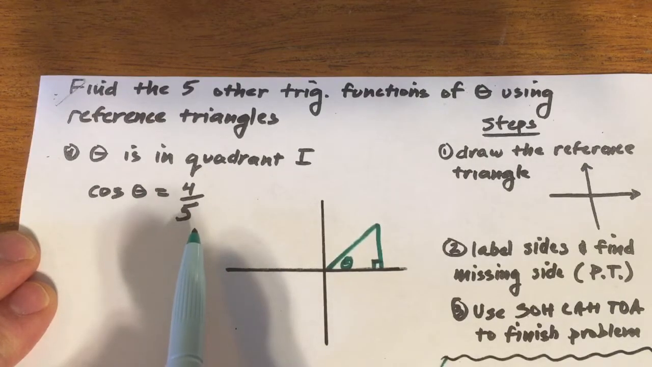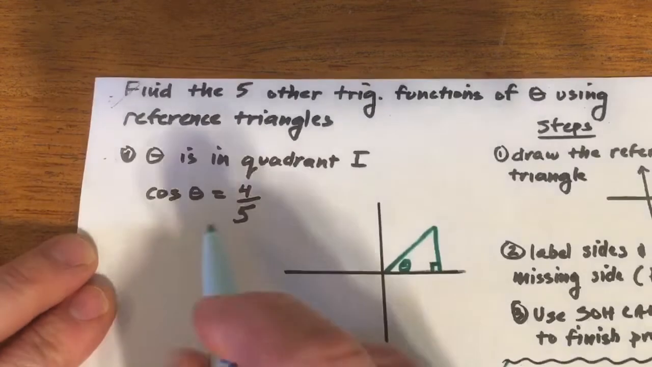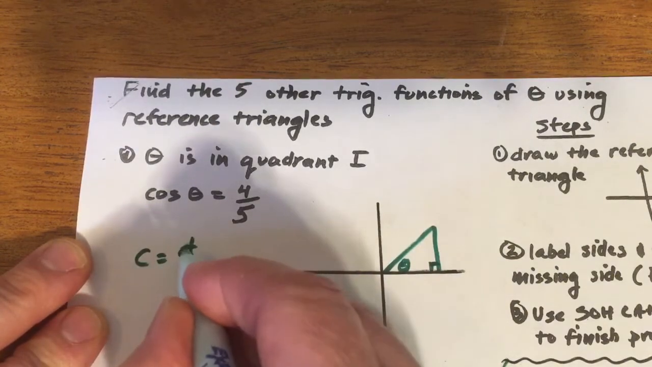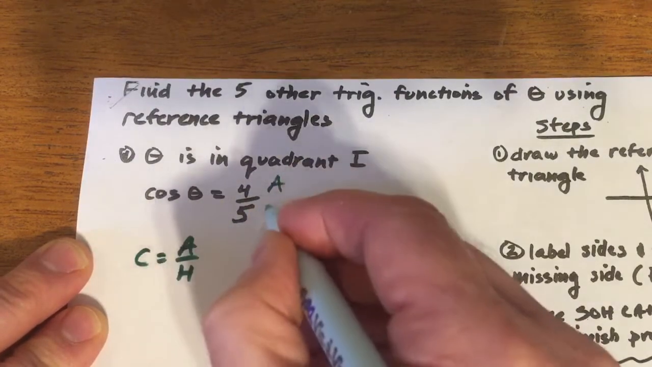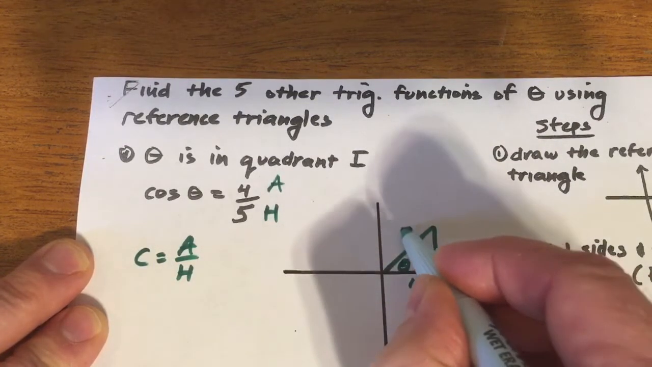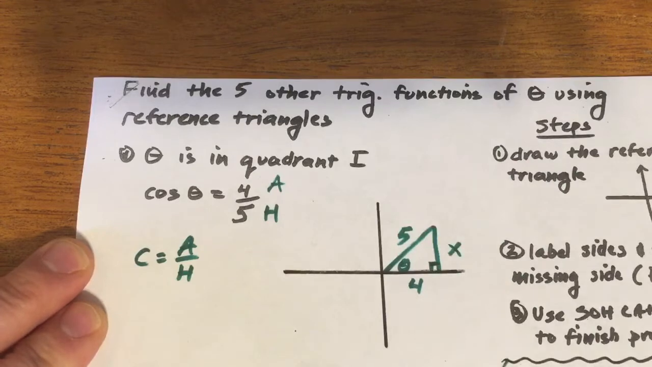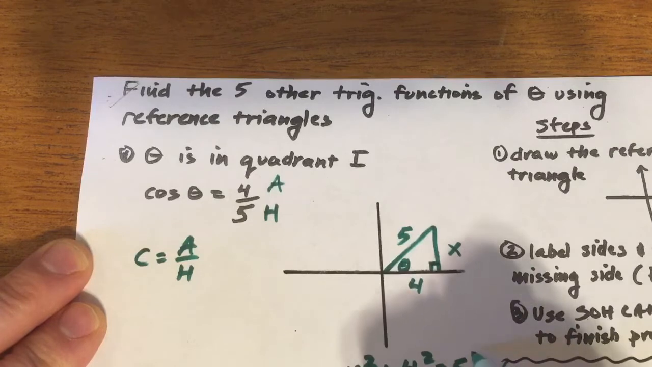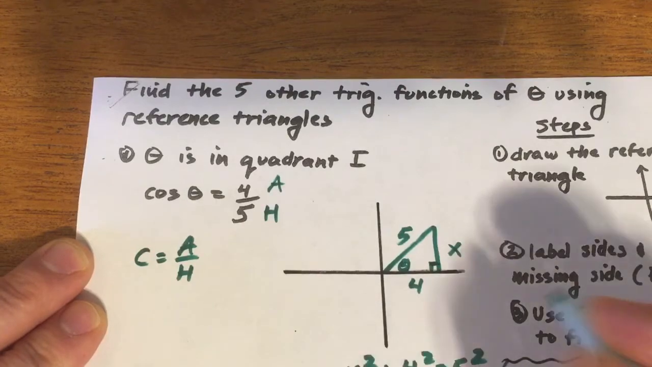And so now that we've got the triangle drawn, let's go to step two and label the sides and find the missing side. Because this is cosine, we know from SOHCAHTOA this comes from cosine equals adjacent leg over hypotenuse. The top is our adjacent leg. The bottom right here is our hypotenuse. So let's label these. Here's theta, adjacent leg is 4, hypotenuse is 5. To find the third side of the triangle, we can label that x, and we could use triples or our Pythagorean theorem, x squared plus 4 squared equals 5 squared. And if we solve for x, we're going to get x is equal to 3. And so let's go ahead and label that to be 3.